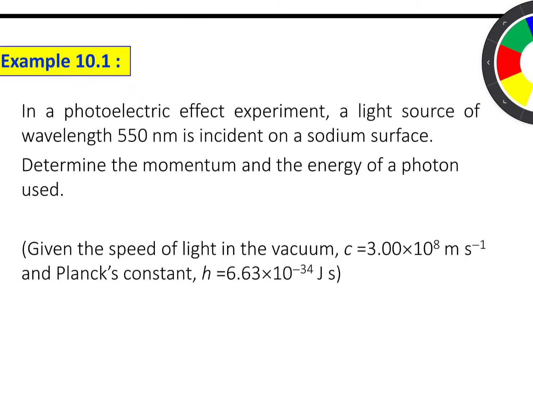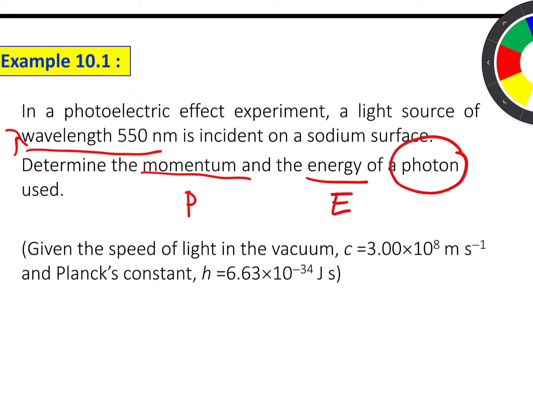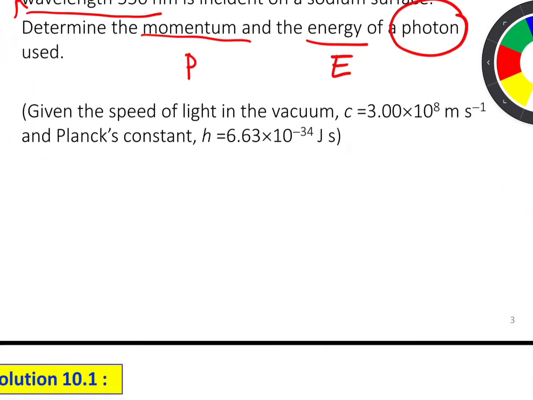Okay, daripada soalan ni dah bagi wavelength. Lambda is equal to 550 nanometer. And then disuruh cari momentum and energy siapa? Photon. Okay. So, kita tengok solutionnya.